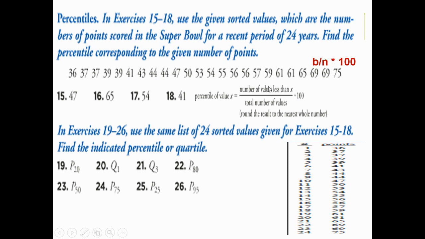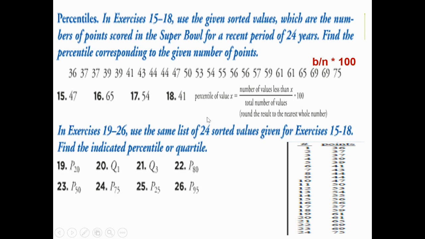So my numerator would be 9. I've got a total of 24 numbers, so 9 over 24 times 100, and I would round my answer to the nearest whole number. That would be my percentile. For 65, you're way up here. If there are 24 numbers, there are 20 numbers less than 65. 20 over 24, reduce to lowest terms, times 100, change to a percentile. We'll do these bottom ones a little bit later on.